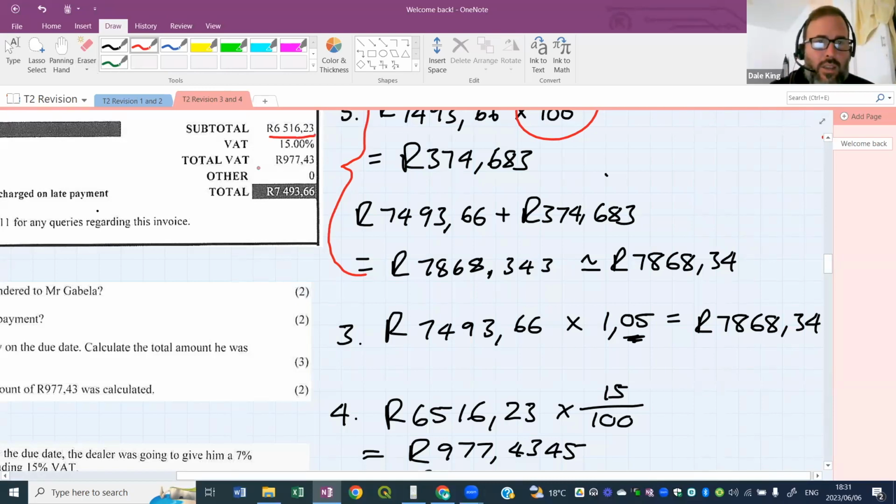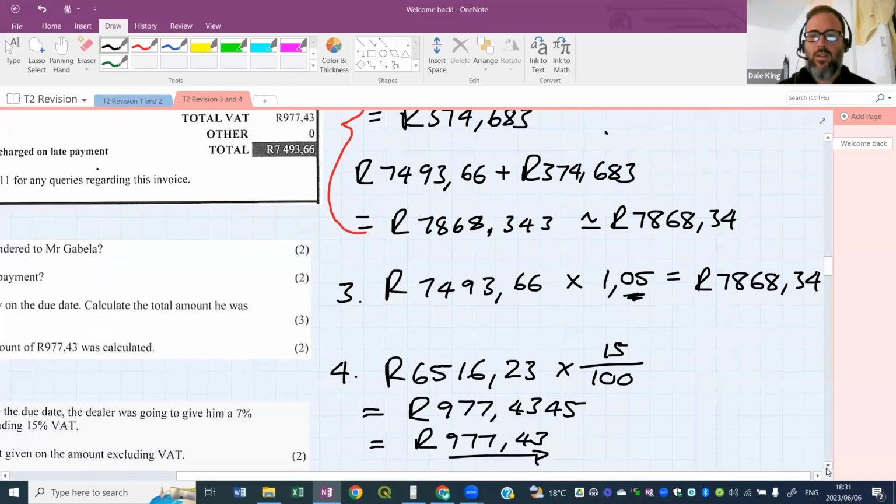And then in this line here, they're showing you what the VAT amount is, because legally you have to show how much the VAT is. You can't just go from the subtotal to the final total without showing how much VAT you actually paid. So you have to show on an invoice how much VAT was paid. That's what the question is saying. Show how they got this 977.43. How did they do it? We've shown exactly how they did it.